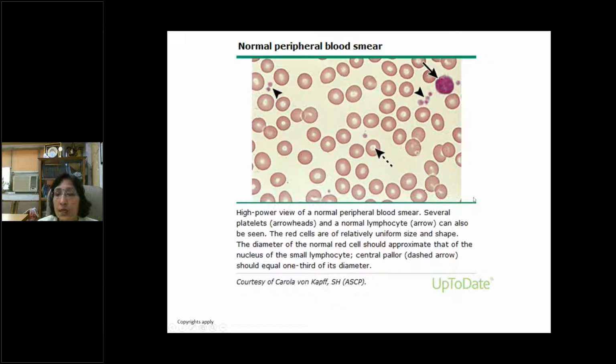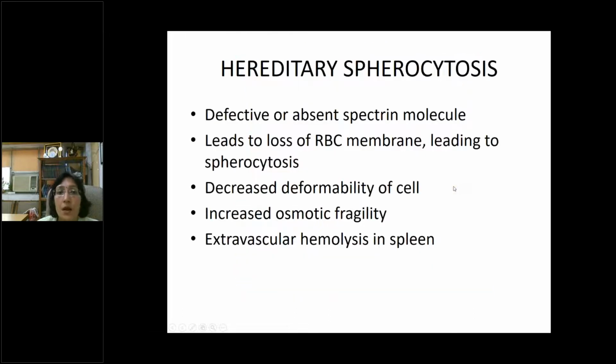All of you remember, this is the normal peripheral blood smear in which these are the RBCs and the central one-third is the central pallor. The size of the RBC is almost equal to that of a small lymphocyte. If you remember this pattern, then you can appreciate what a spherocyte is, because RBC shape is never spherical in our body. Now we will discuss them one by one.